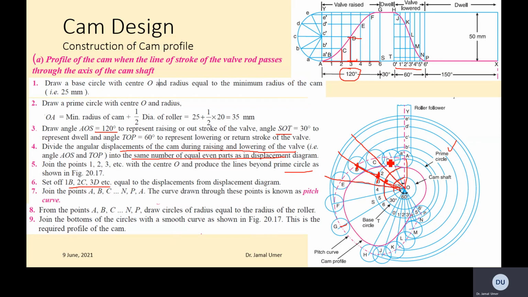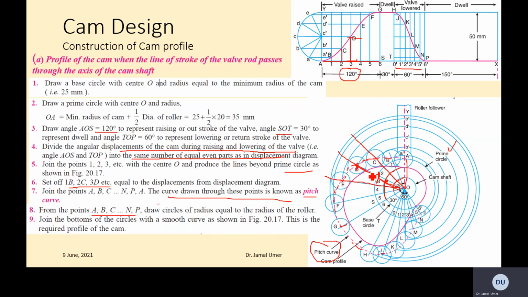And then you just join those points. This, the dashed line that is connected, is called a pitch curve. This is called a pitch curve. From the points A, B, C and P, draw a circle of radius equal to the radius of the roller.